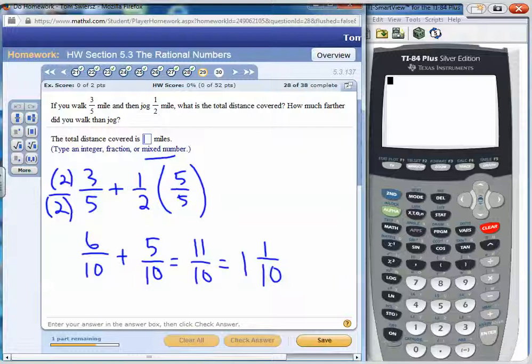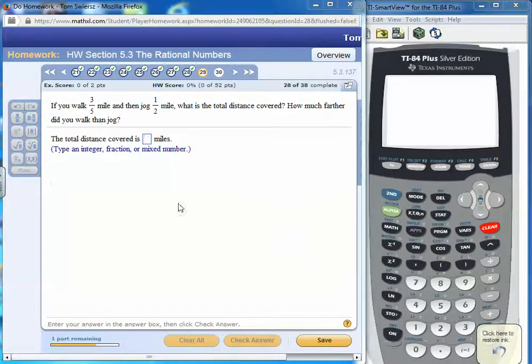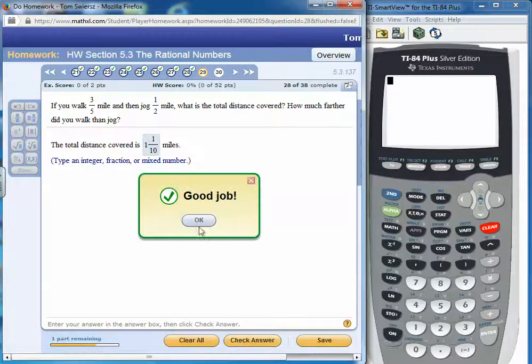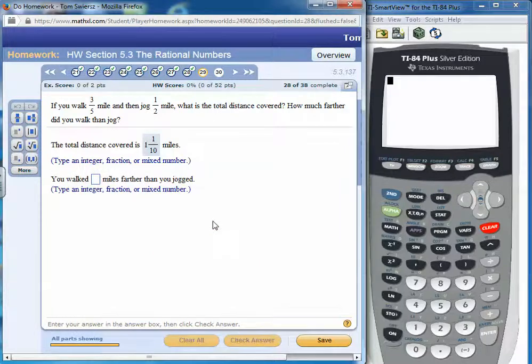And then how much further did you walk? Well, let's go ahead and do this first. So we'll put in the 1 1/10. Okay. And then how much further did you walk than you jogged?